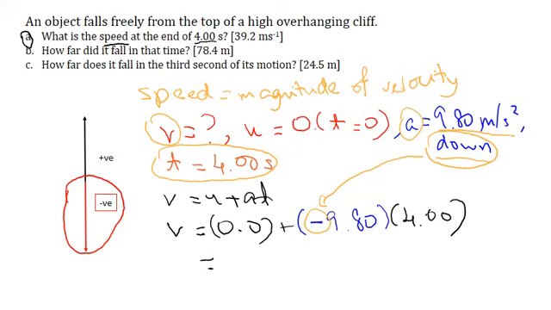So if you plug in these values into the calculator, you'll get minus 39.2. Units is in meters per second. Now, how do you explain this minus sign?